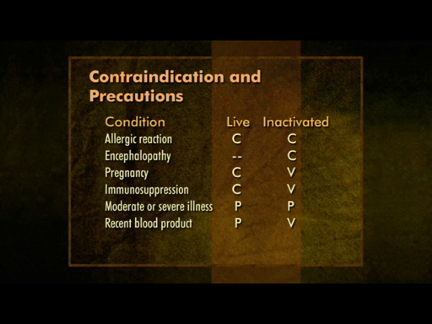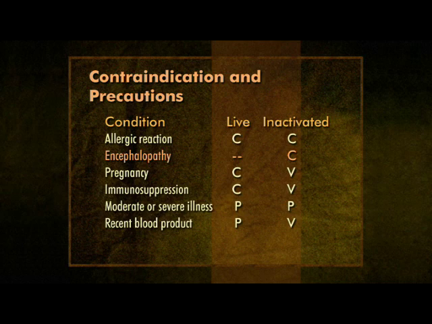There are several other conditions that are temporary contraindications or precautions, and whether a condition is a contraindication or precaution depends on the type of vaccine being used, live or inactivated. Here is a table that lists the conditions. The C indicates a contraindication, P indicates precaution, and V means vaccinate if indicated. A severe allergic reaction to a vaccine component or a prior dose of vaccine is a contraindication to both live and inactivated vaccines.